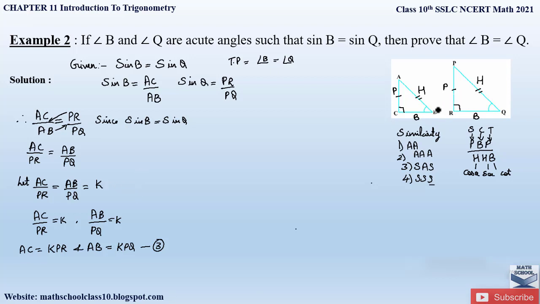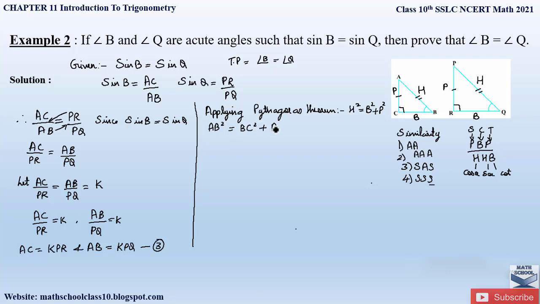So how do we find out the value of the sides BC and RQ? We will apply the Pythagoras theorem to triangles ABC and PRQ and find out the sides BC and RQ. So write down, applying Pythagoras theorem: hypotenuse square is equal to base square plus perpendicular square. Now, applying the Pythagoras theorem to triangle ABC, we get hypotenuse square, that is AB square, is equal to BC square plus AC square.